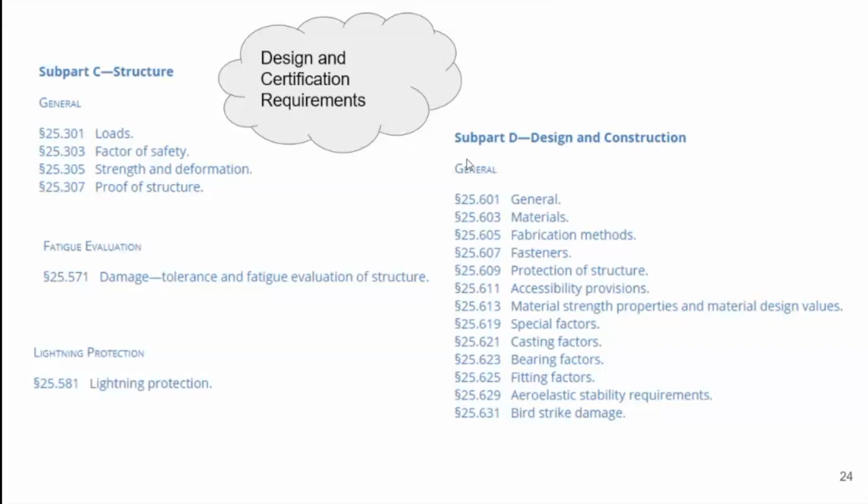We also have design and construction, like 603 materials and 605 fabrication methods. Fasteners, I don't see as a big problem because we use standard fasteners. Protection of structure again 609, and 611 is not an issue, and 613. And 619, 621, 623, those are factors for the metallic. We will also look at 629. I will go through this with you briefly.